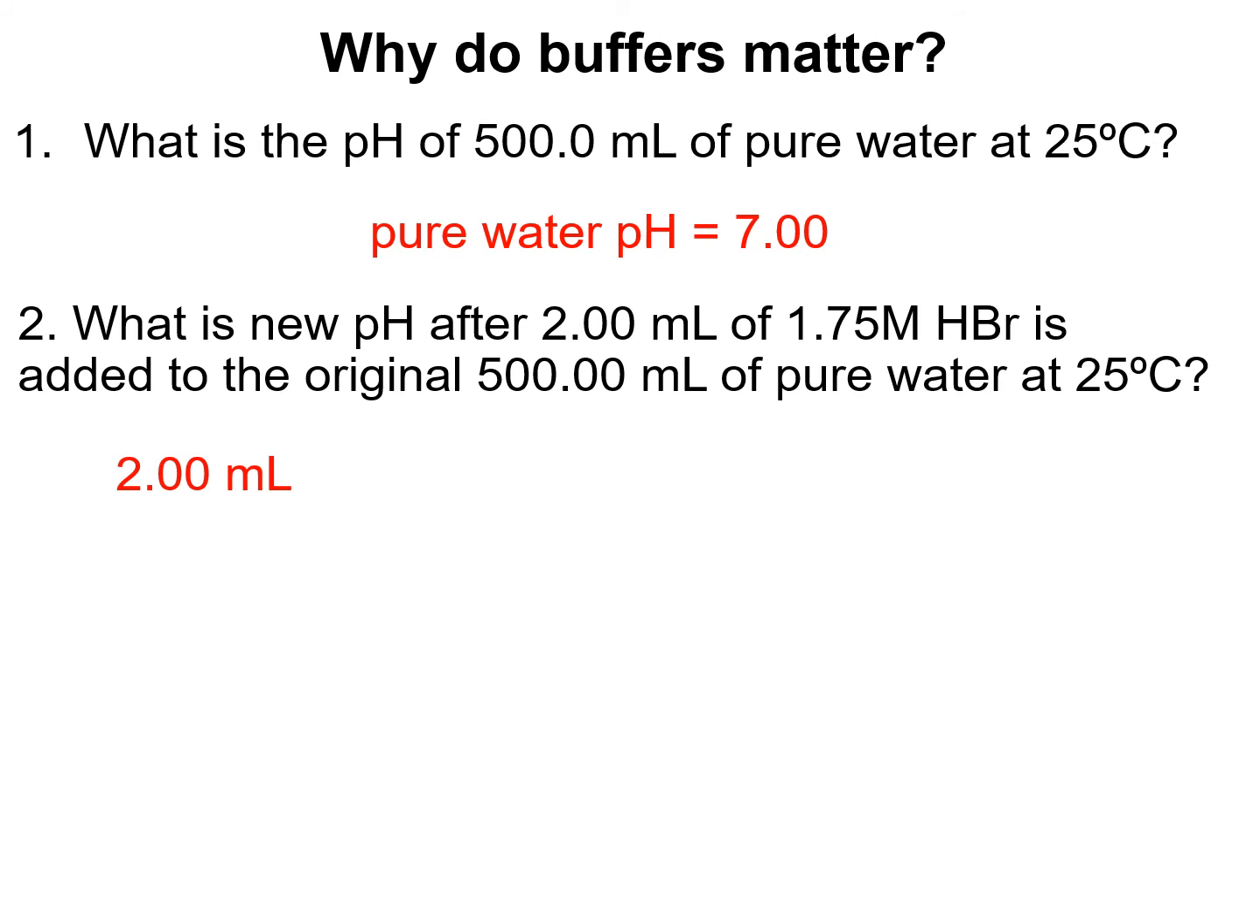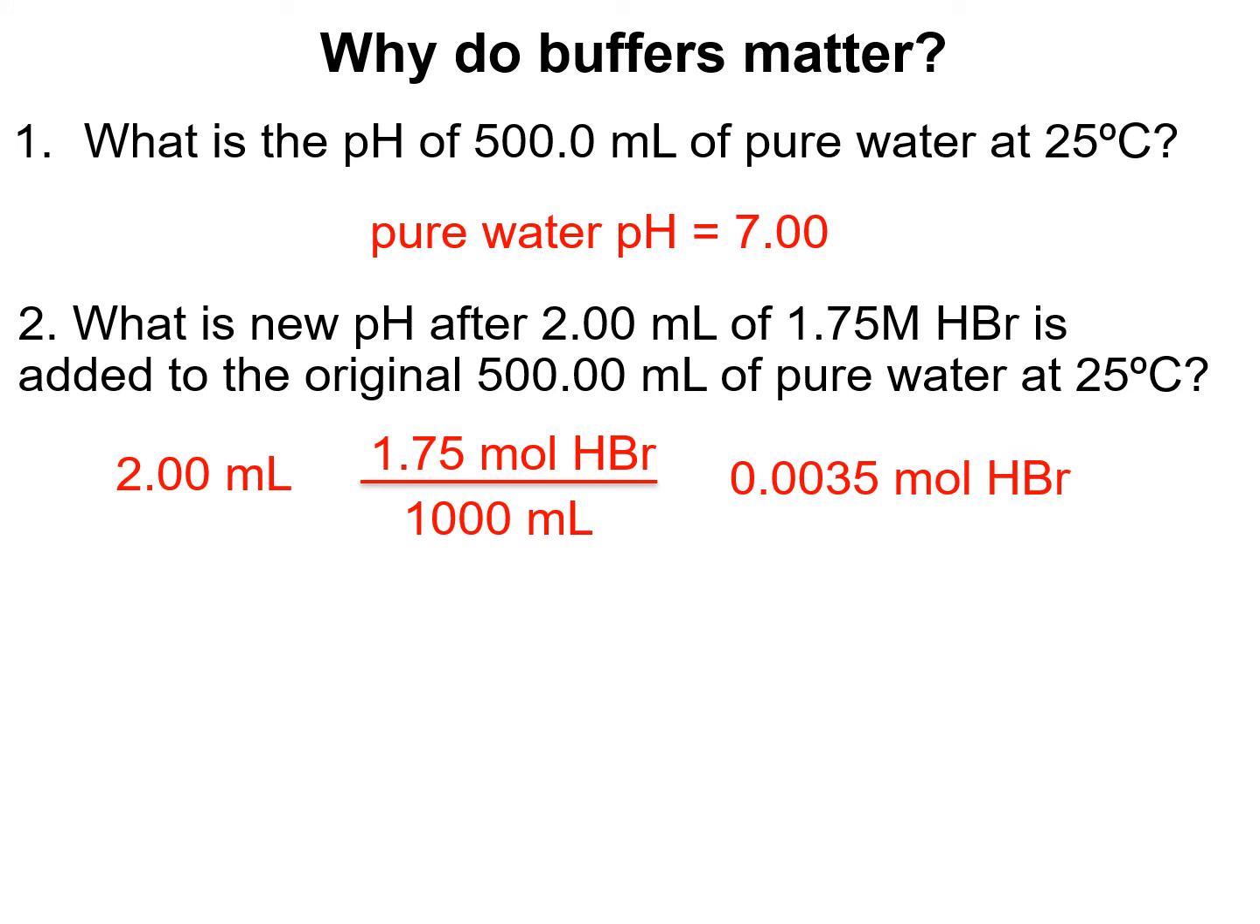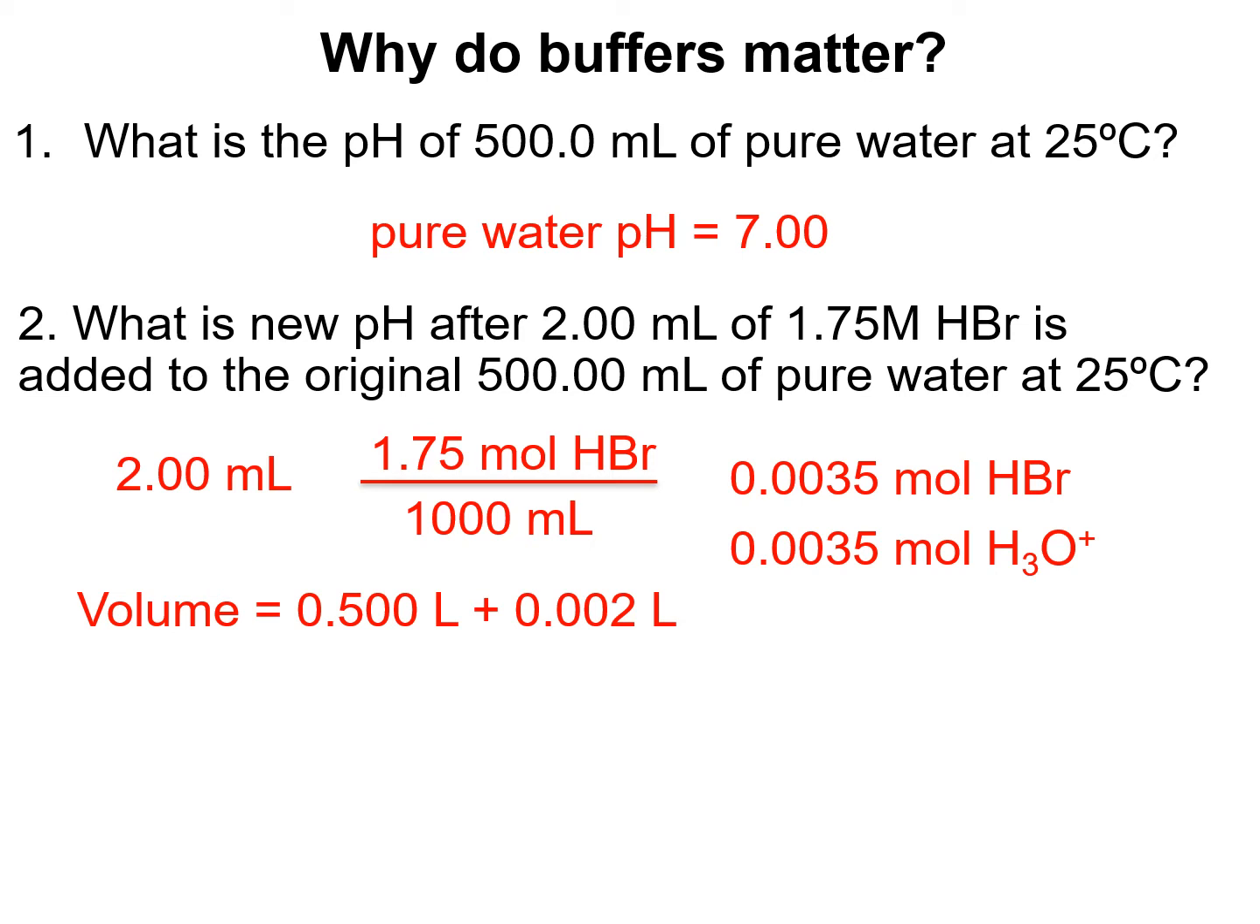In order to figure out what the new pH is, I would need to figure out how many moles of acid I've added. So I can use my milliliters and my molarity to get how many moles of HBr I've added to my solution. Since this is a strong acid, this is going to be equal to my hydronium concentration. In order to go from moles to pH, we're going to need to go from moles to molarity. So the next thing to do would be to add my volume from my addition of 2 milliliters of acid and my original 500 milliliters of solution.